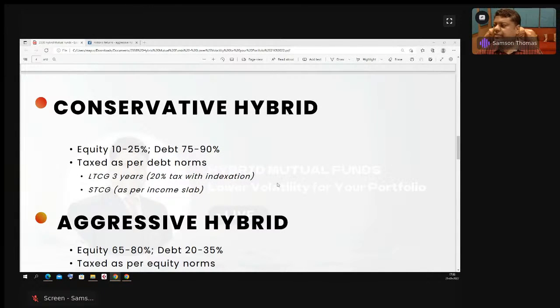So first, the conservative hybrid fund. Like we said, the equity is only 10 to 25%, and the debt portion is 75 to 90%. So the maximum portion is in debt, while equity exposure is very low. That is the conservative hybrid. And because this is primarily a debt fund, the taxation of this fund is as per the debt norms, where the long-term capital gain will be for 3 years.